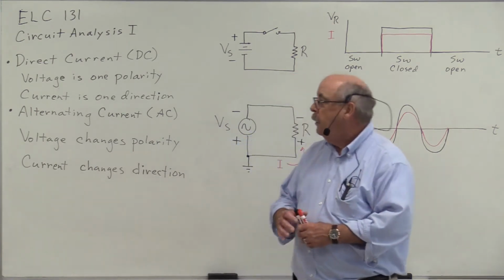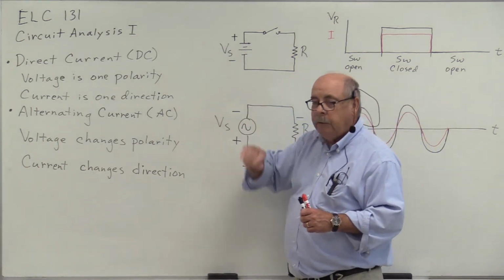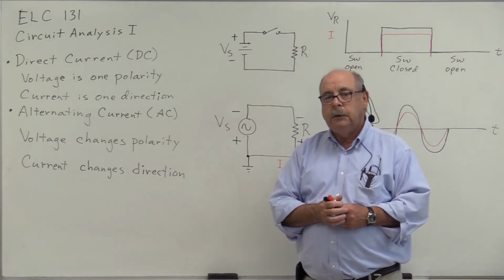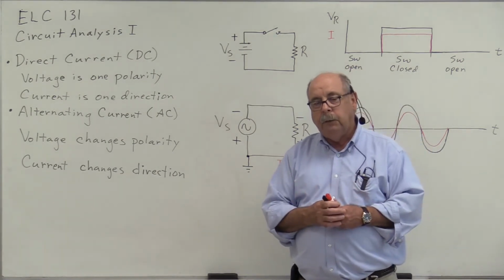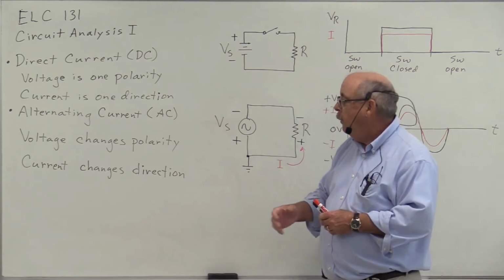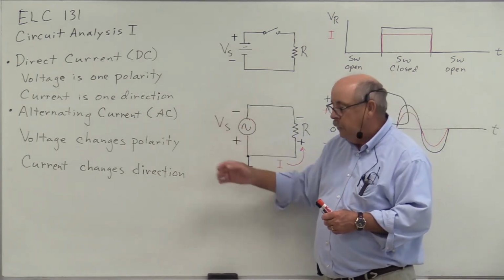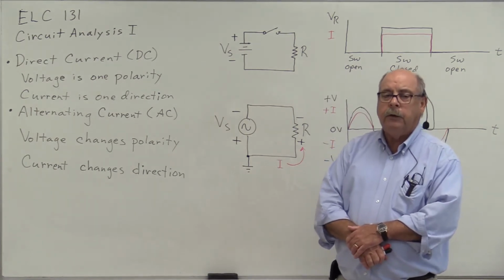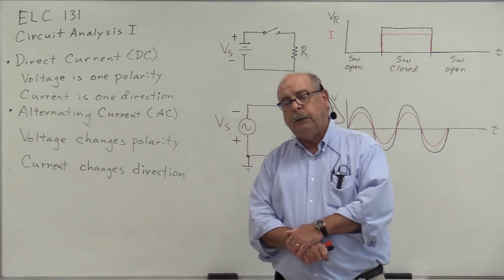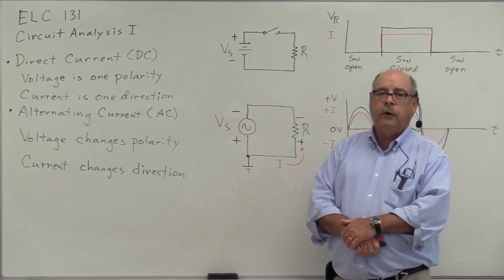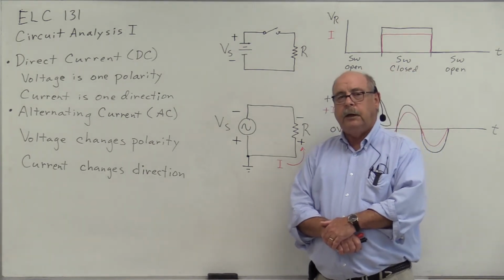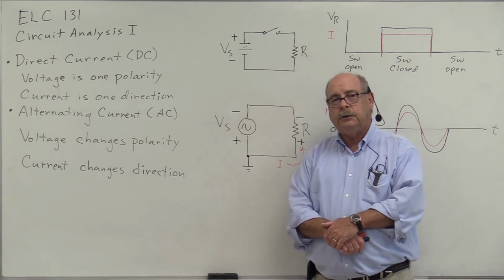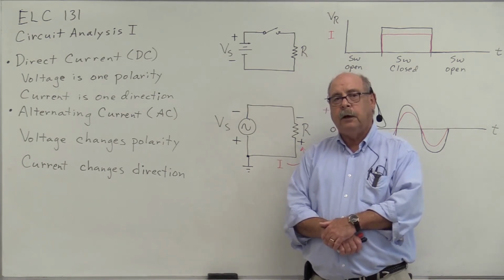So again, up till this point, we've talked only about direct current sources, current that flowed in only one direction, but now we are going to talk about alternating current circuits, where the polarity of the voltage changes as a function of time, and the direction of current changes as a function of time.